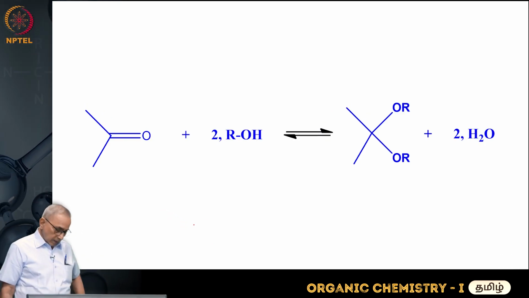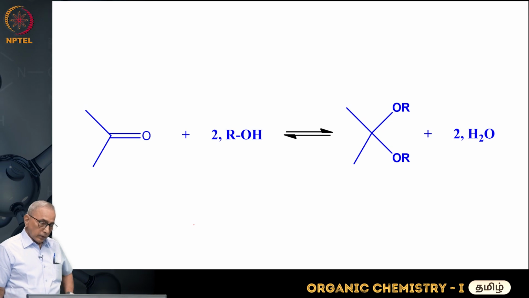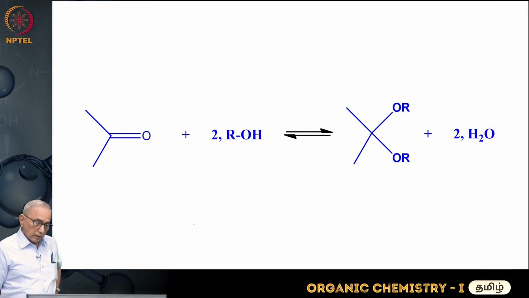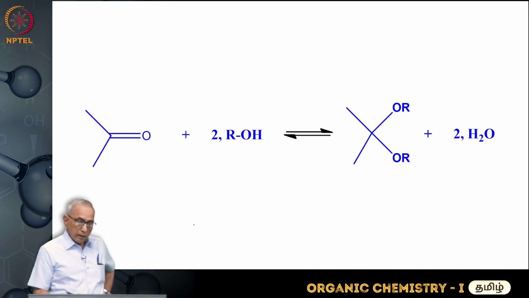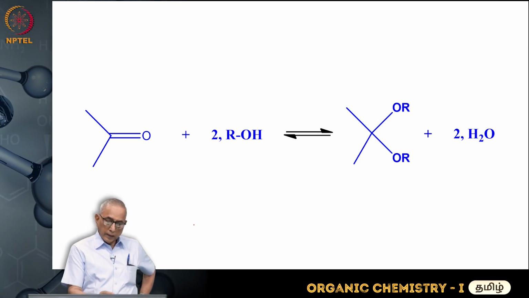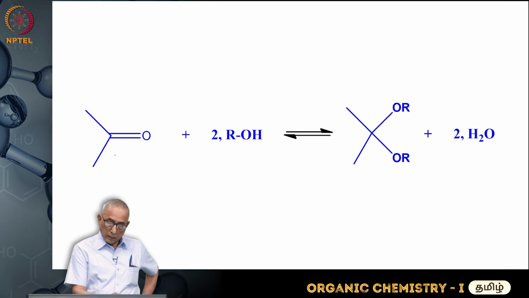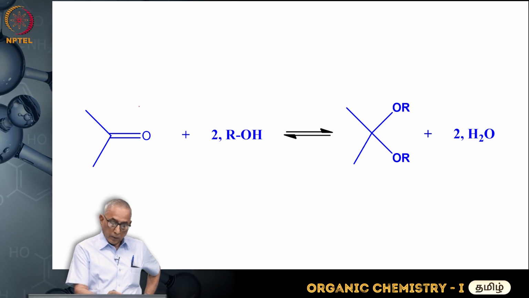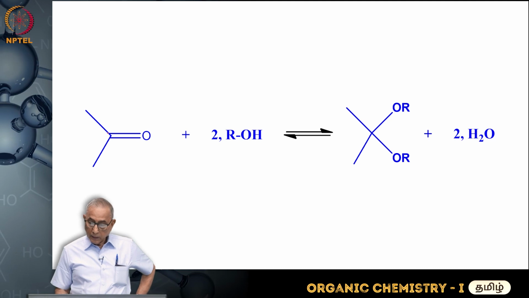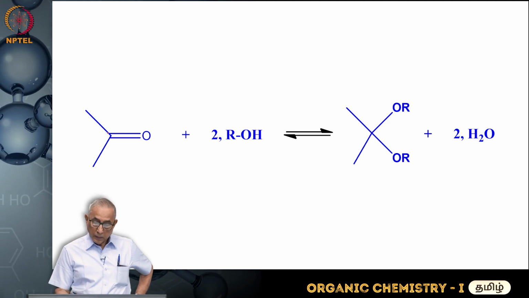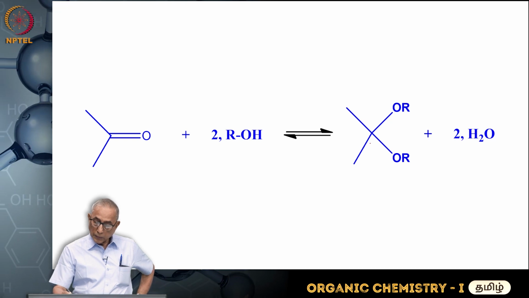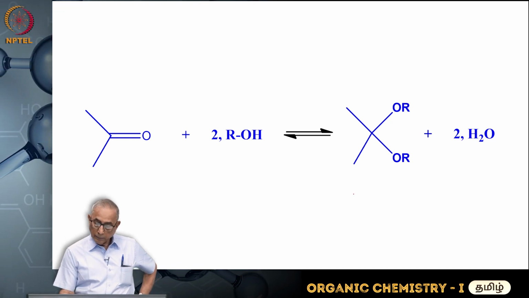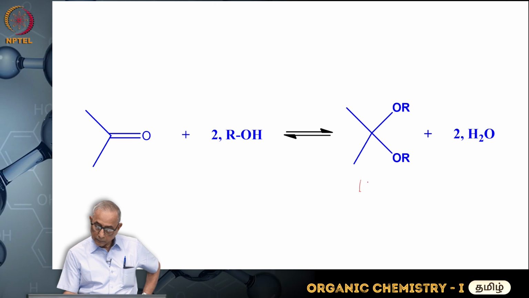Now this is a reaction where a ketone is reacted with an alcohol, and it gets protonated and an alcohol group comes in, and again it gets protonated and another alcohol group comes in. This is this particular compound where two OR groups are attached to the carbon. This is called a ketal.